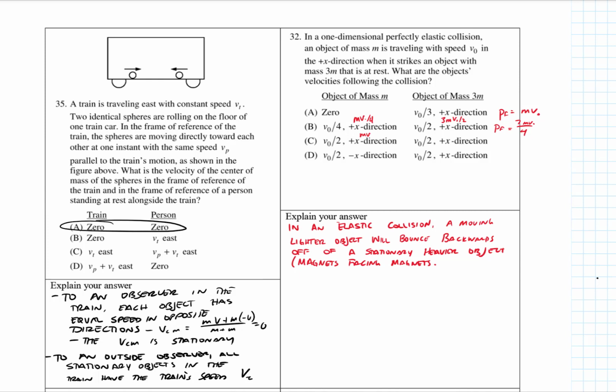For C, if we do the same thing, we've got mv0 over 2 plus 3mv0 over 2. That makes my final momentum 2mv0. That's too big. I can't gain momentum in a collision, so that's out.